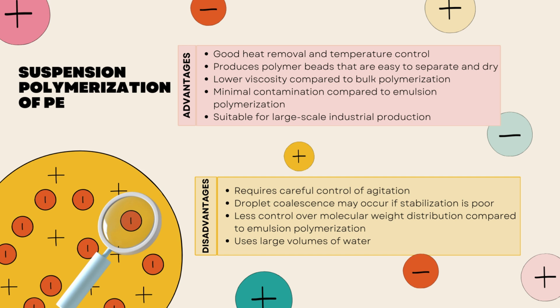And for the disadvantages, it requires careful control of agitation and droplets. Coalescence may occur if stabilization is poor. There is less control over molecular weight distribution compared to emulsion polymerization, and it uses a large volume of water.